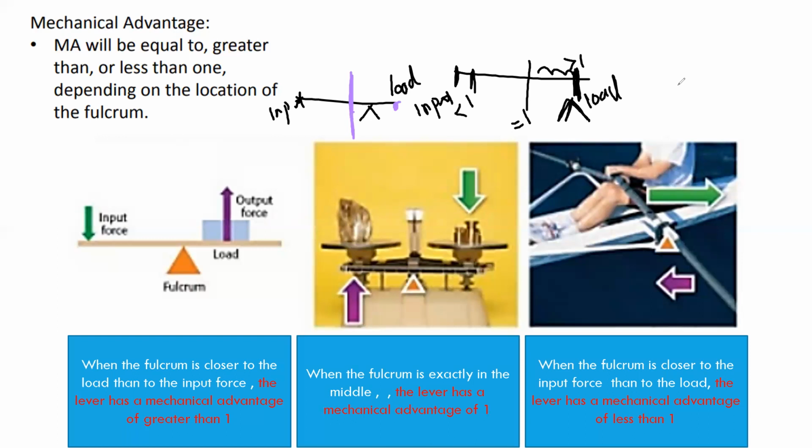The input distance over the output distance. How to find it? I'm not asking you about that. Just here as an example, where is 1, where is greater than 1, and where is less than 1.